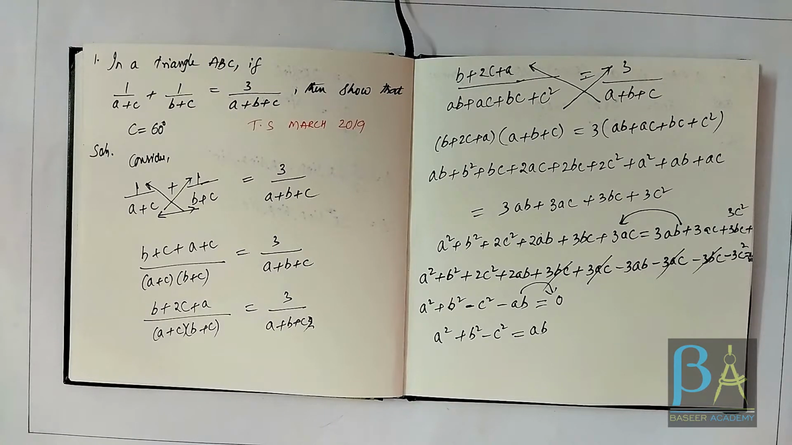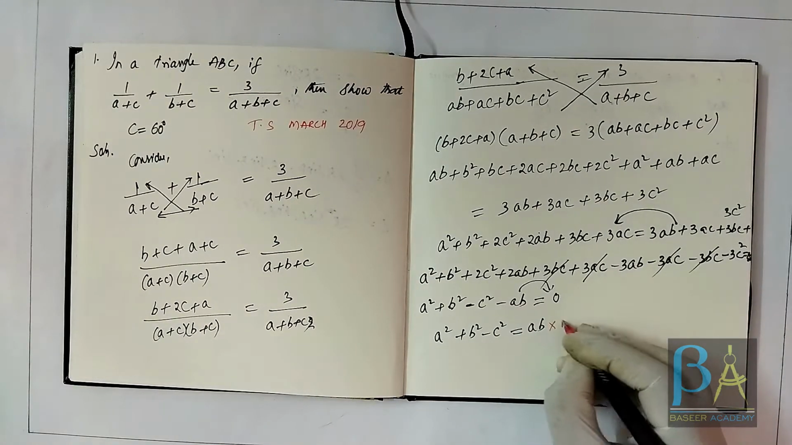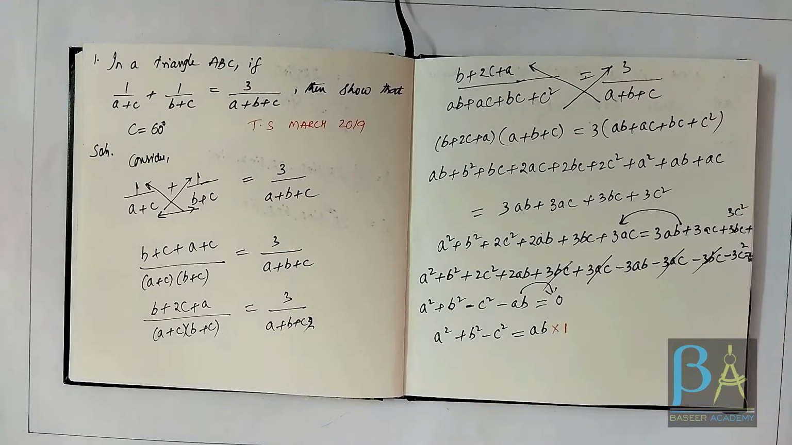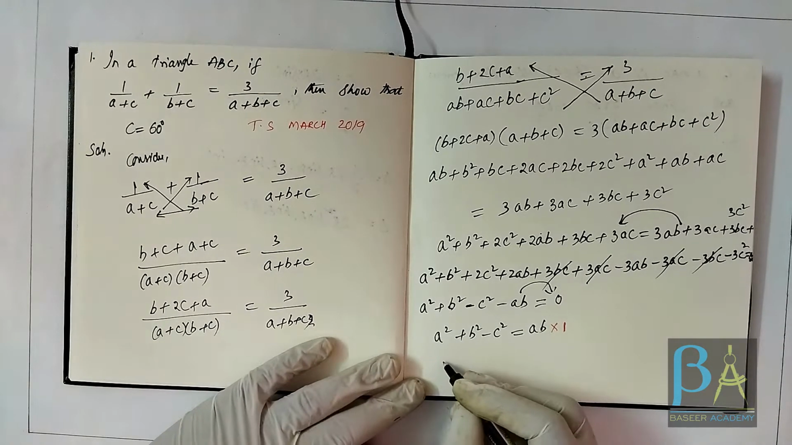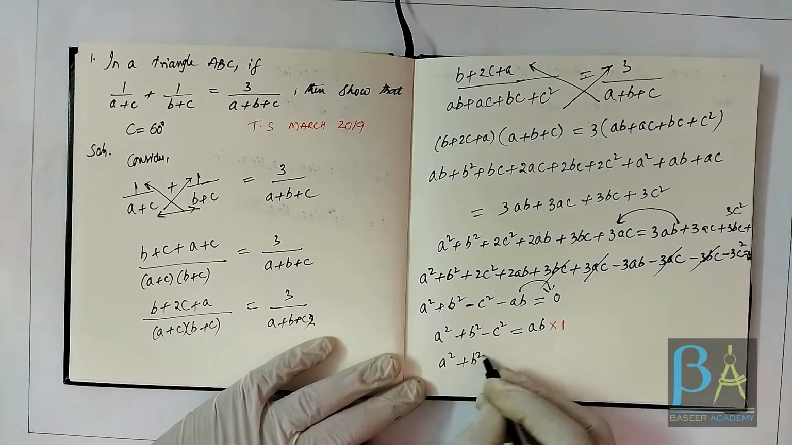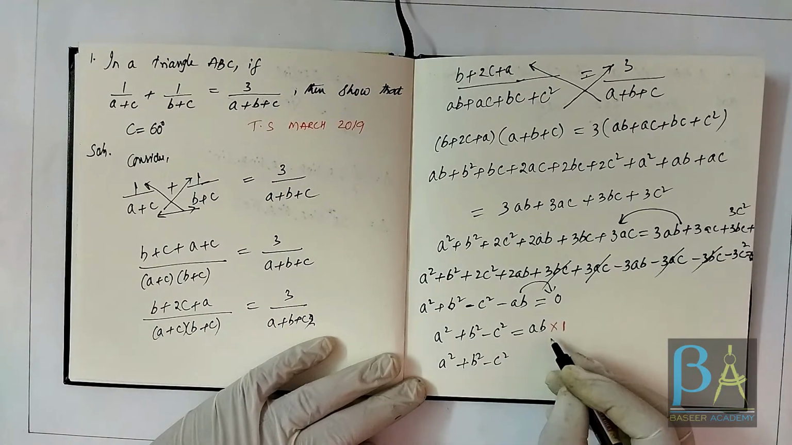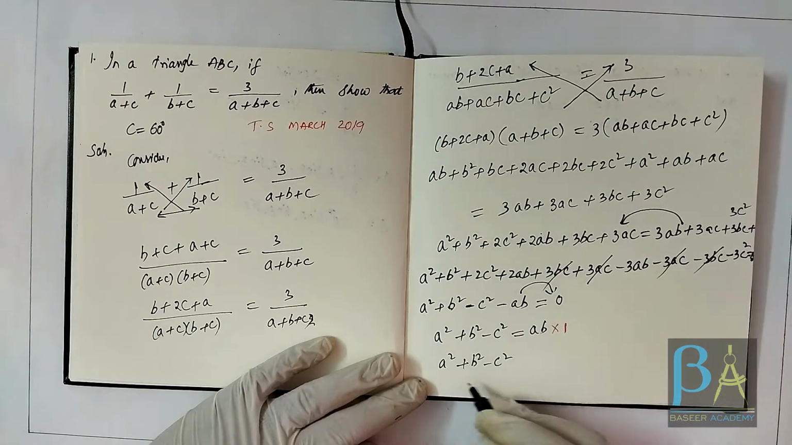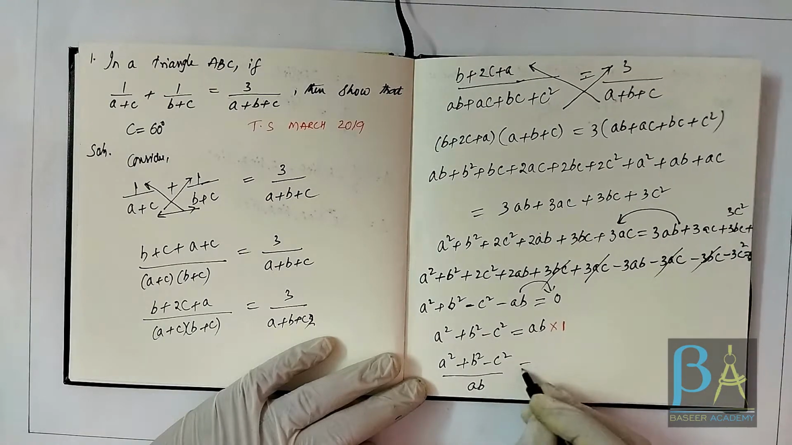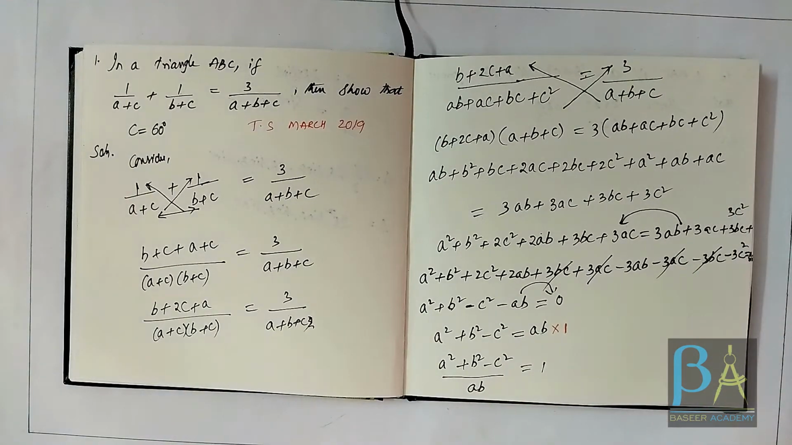Now, I believe we can do something like this. I can write here into 1, because AB into 1 is nothing but AB itself. So, we are not doing any harm by writing into 1 there. Now what we can do, A square plus B square minus C square. Since AB is multiplying on the right hand side, AB is going to divide on the left hand side. So this is what I got here.